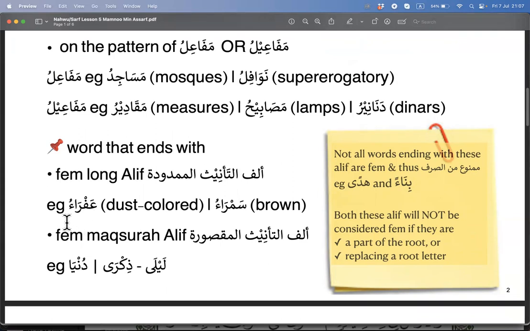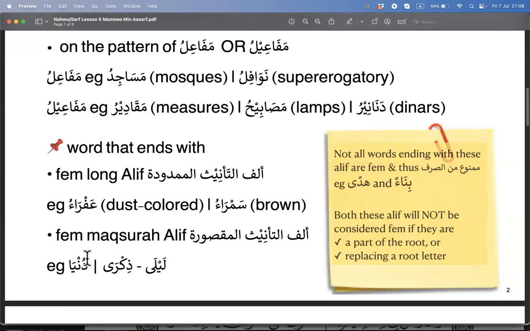It's called mamdudah. So when you have this kind of word ending with this alif and hamzah, then it's also mamnu min as-Sarf. And another kind is alif maksurah. Whether the maksura looks like a ya, as we know, we call this alif maksura, or the standing alif, this is also alif maksura. So whether it's the standing alif or the alif maksura like a ya with no dots, it's going to be feminine. Both are feminine, and both are going to be mamnu min as-Sarf.